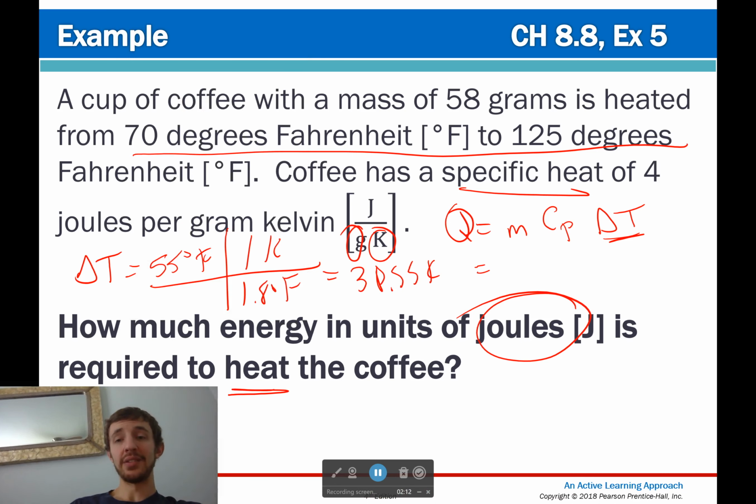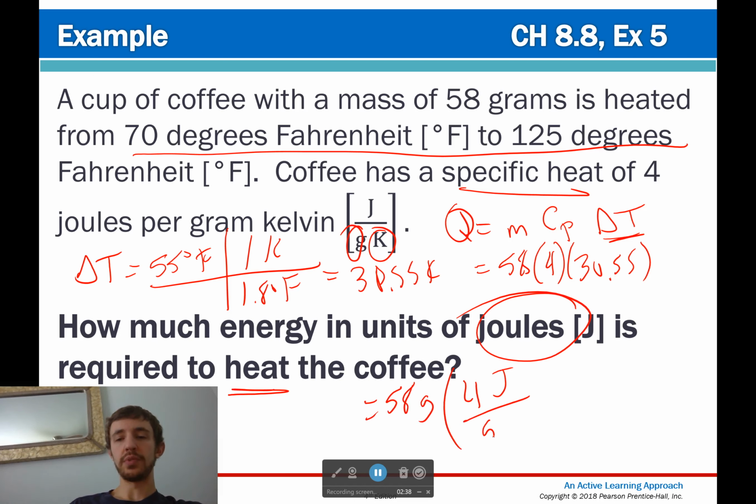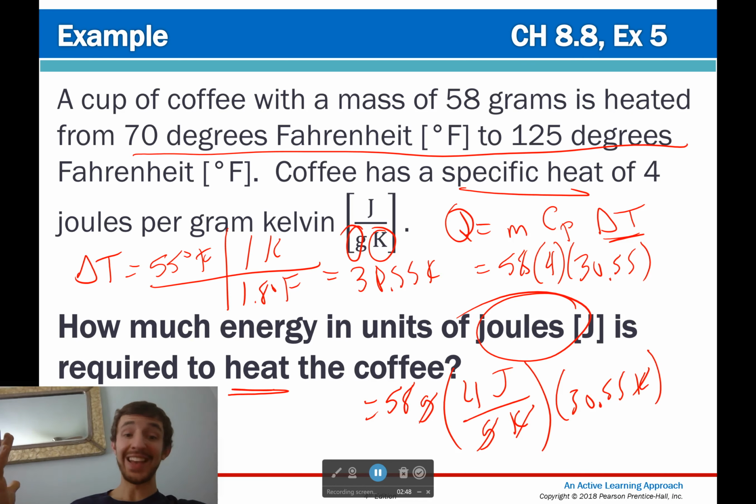It's that easy. So that's going to be equal to 58 times 4 times 30.55. Once again, write out your units. I'm saving myself some time here so I don't keep you forever, and also my handwriting's pretty terrible. But write your units. You know what? I'm going to do it. Equals 58 grams times 4 joules per gram Kelvin times 30.55 Kelvin. Kelvin cancels, grams cancels, I'm left with joules. I can do it. Who would have guessed?